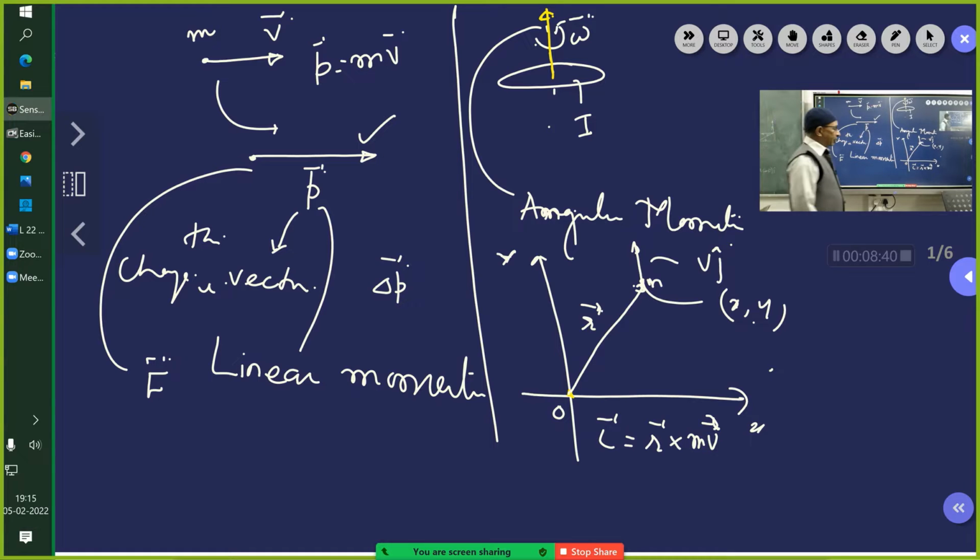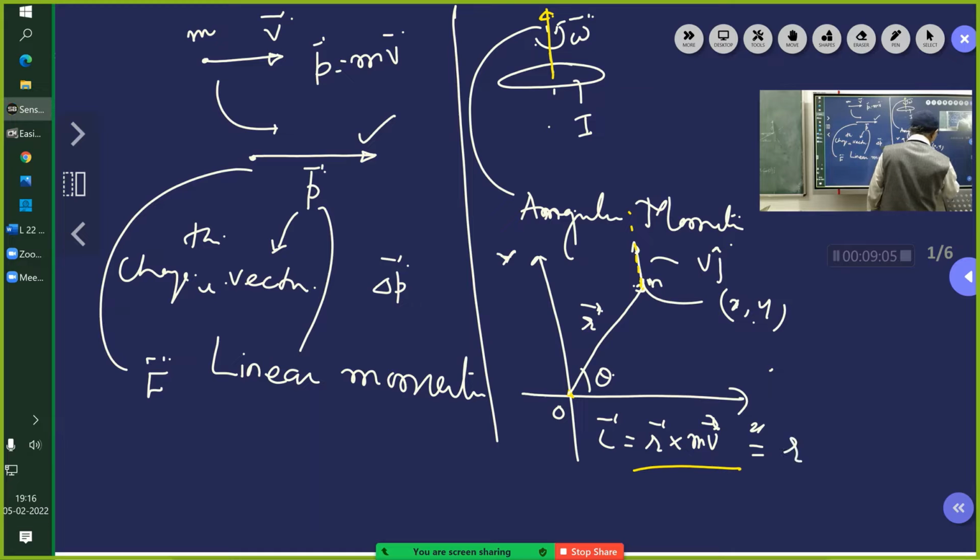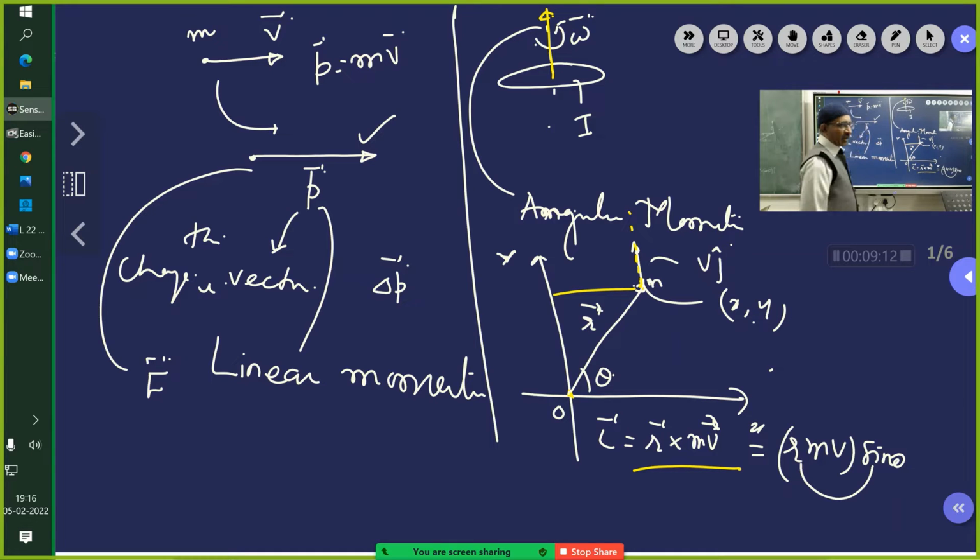Now you can see that this particle keeps on moving, and this angle goes on changing. So the angular momentum of this particle will change with time, right or wrong? No, sir. Why? If you open this, you will get M V R sin theta. So this R sin theta is the perpendicular distance. That will not change, and therefore the angular momentum will not change. Clear?